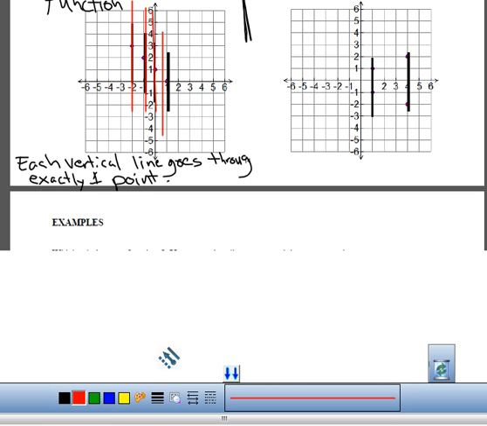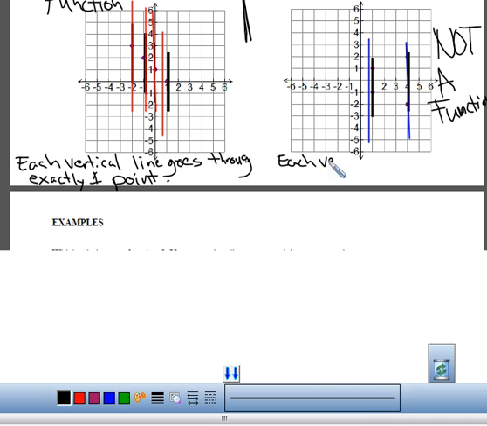Now if we look at our other example here, these vertical lines go through more than one point. So this is obviously not a function, and the reason it is not a function is because each vertical line goes through more than one point.